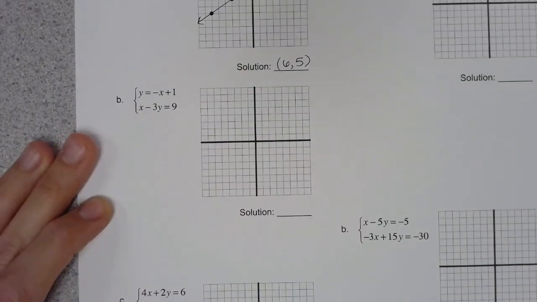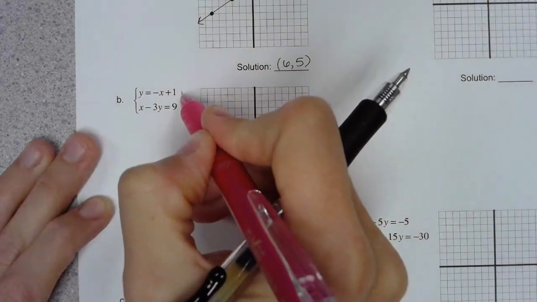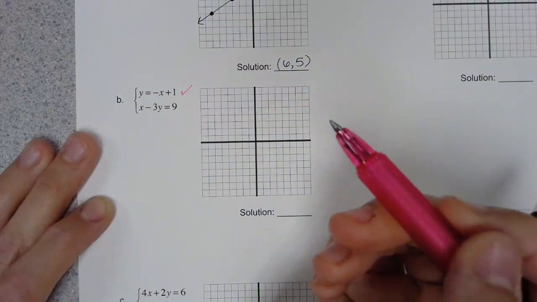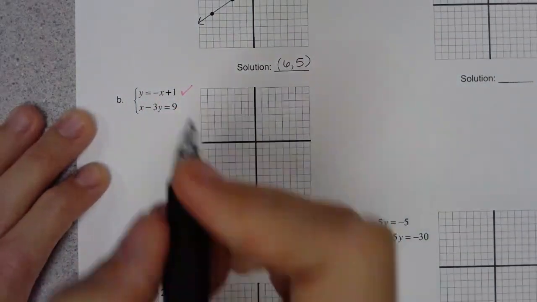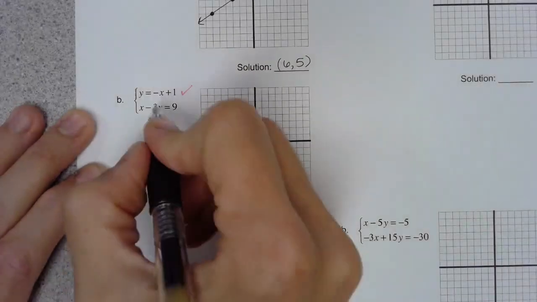On example B, we're also trying to solve this system by graphing. The first equation's all set and ready to graph because the y is all by itself. But on the second equation, we have some work to do before it's ready to graph. We have to solve and get the y all by itself.